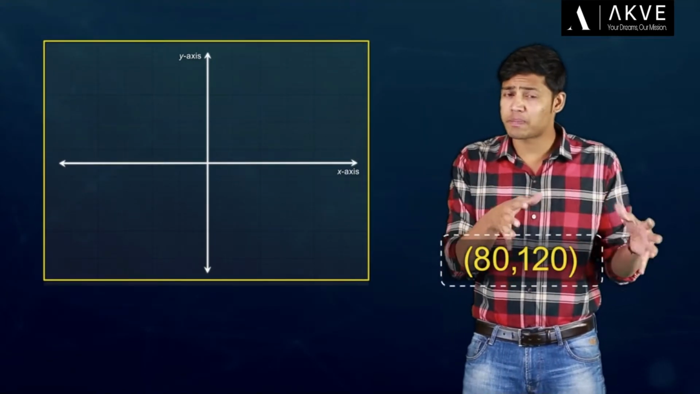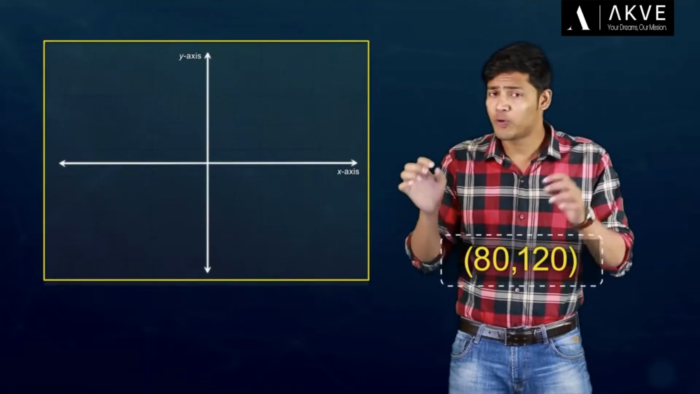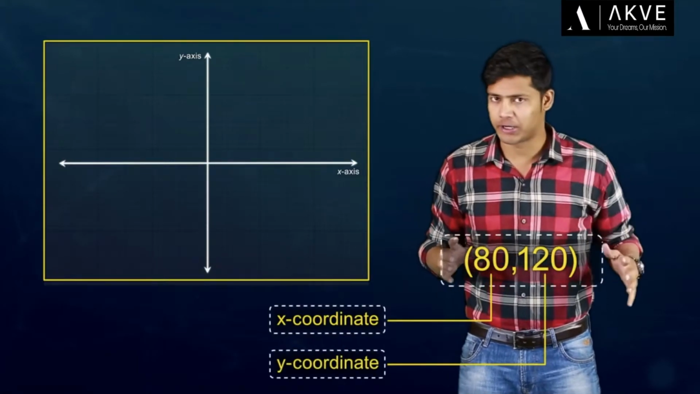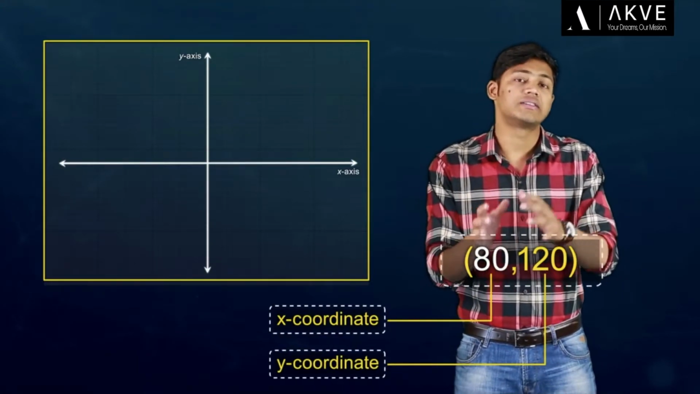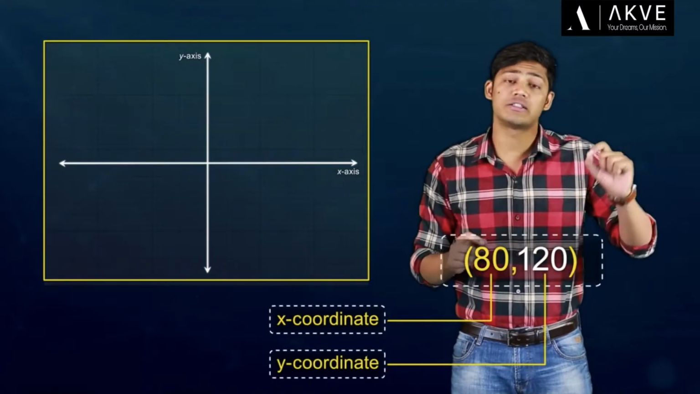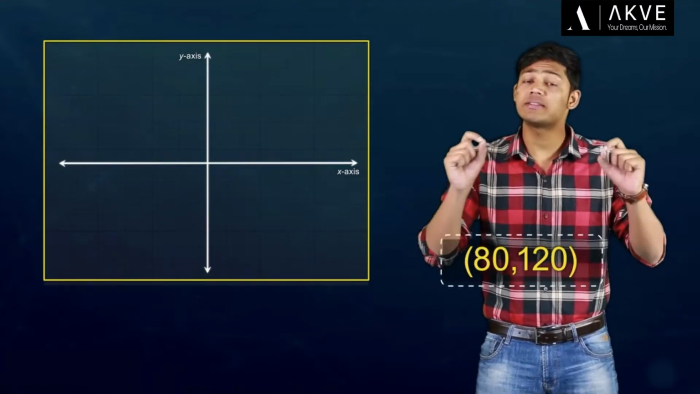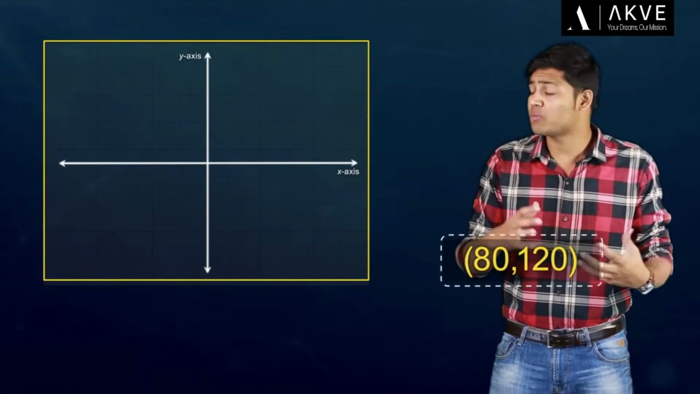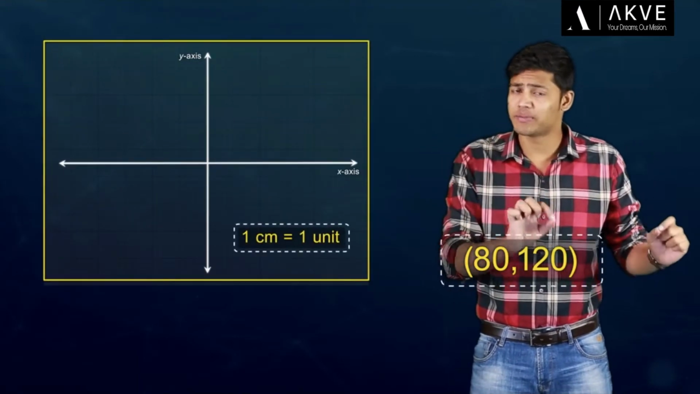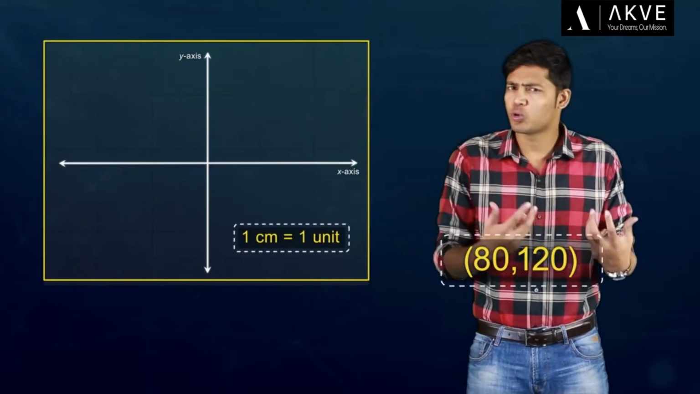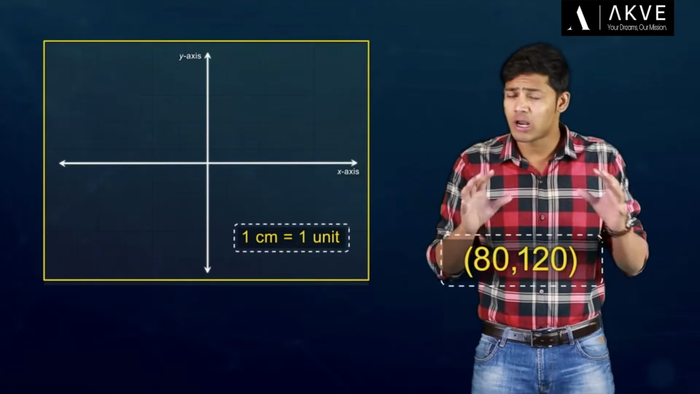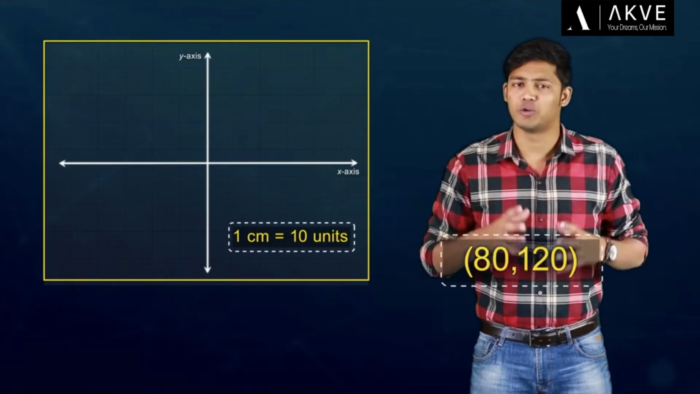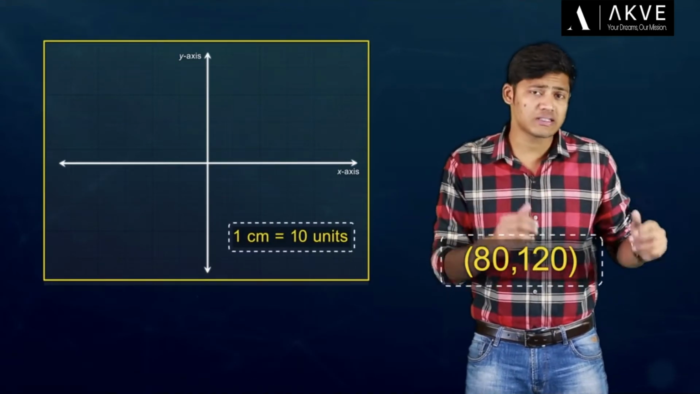When we talk about representing ordered pairs on the plane, we consider the first number to be x-coordinate and the second number to be y-coordinate. So here, 80 is the x-coordinate and 120 is the y-coordinate. Since the numbers 80 and 120 are large, it won't be possible to represent them on a plane with scale 1 cm equal to 1 unit. So what will we do now? Now, we will use a plane with scale 1 cm equal to 40 units so that we can represent these numbers on that plane.